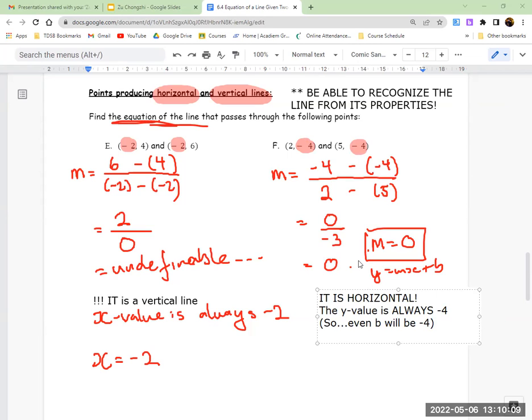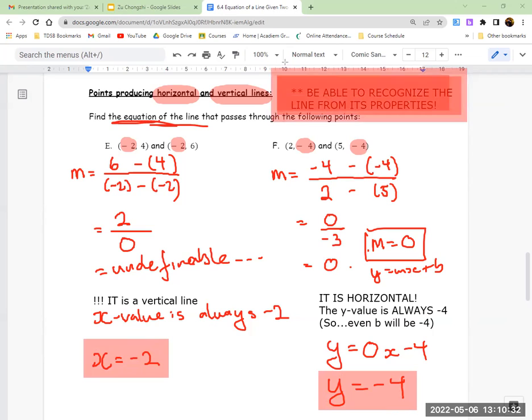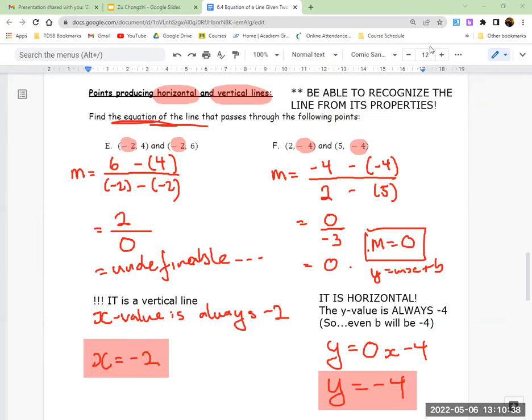Therefore, the equation is 0x minus 4, but why would I write 0x? It's just y equals -4. Please, without doing too much calculation, my hope is that you are able to recognize the line based on its properties. I hope you will be able to recognize a line based on its properties. Just from the slope alone, you trigger a different path of thinking.